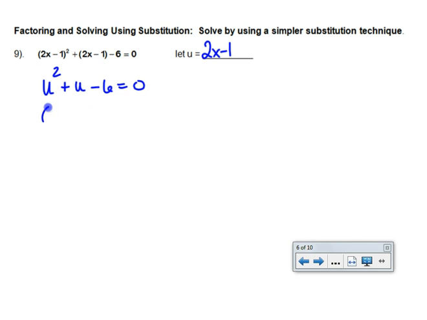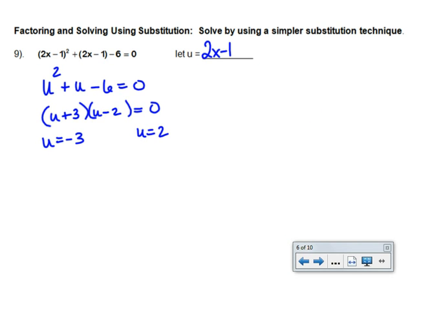And I can factor this. This is a baby factoring problem. So we get U and U, and then multiplies to negative 6, adds up to positive 1. So how about a plus 3 and a minus 2? So solving this problem, I get U equals negative 3, and I get U equals 2. But we're still not done.